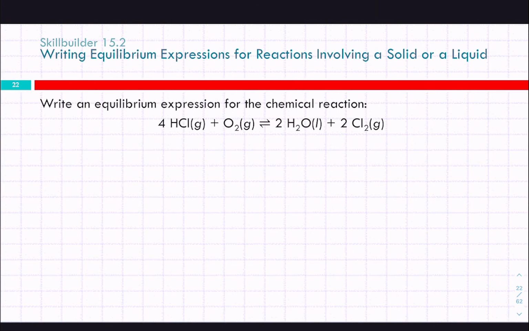Okay. So we want to write the equilibrium expression for this equation. KEQ equals, and what will our products be?